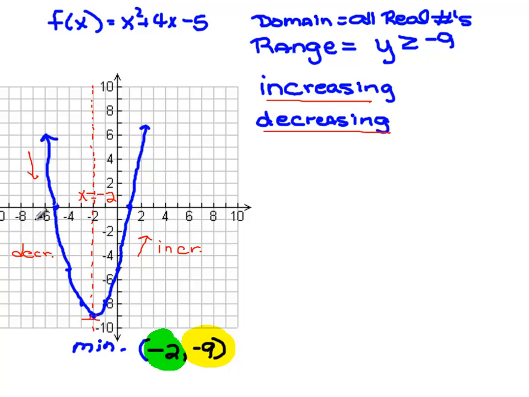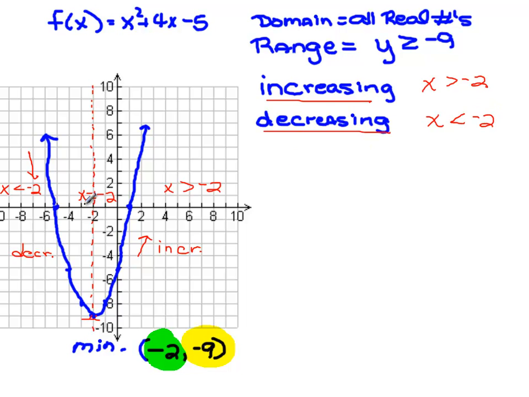So as we look at this, on the left hand side, x values over here are all x is less than -2, and over on this side the values are greater than -2. So where are the values increasing? Well, the values are increasing when x is greater than -2, and they're decreasing when x is less than -2.